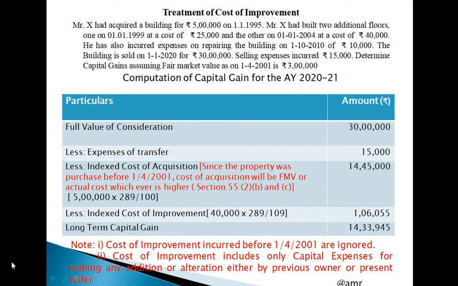Since it is a long-term capital asset, indexation has to be done. So 40,000 multiplied by the cost inflation index of the current previous year, that is 289, divided by the cost inflation index of the year in which the improvement has been made. The improvement has been made in the year 2003-2004, and the cost inflation index of 2003-2004 is 109. After calculating we get 1,06,055 rupees. Then from the full value of consideration, if you deduct the expense of transfer, the indexed cost of acquisition and the indexed cost of improvement, you will have the long-term capital gain, which is 14,33,945.